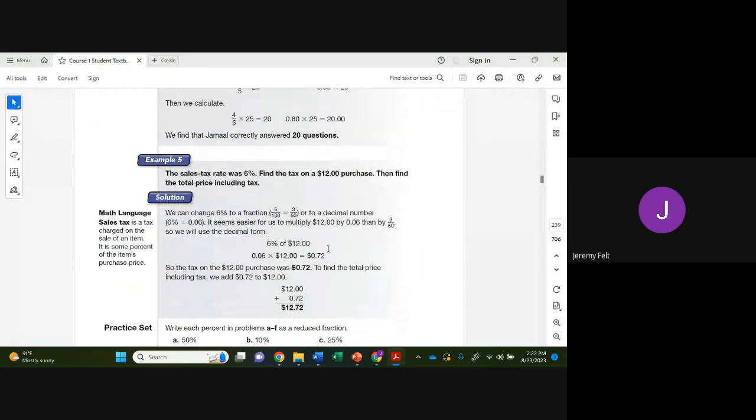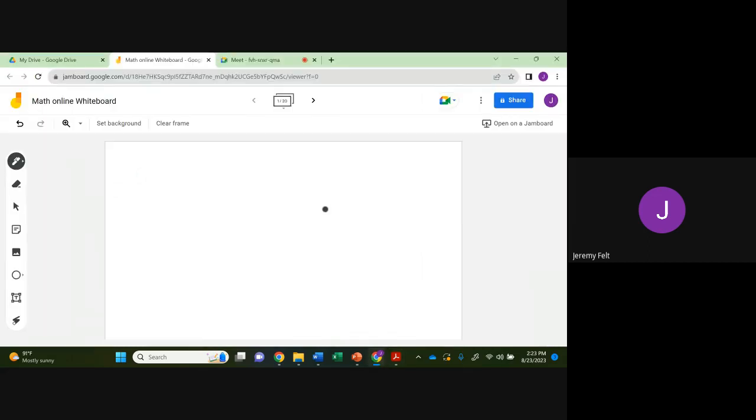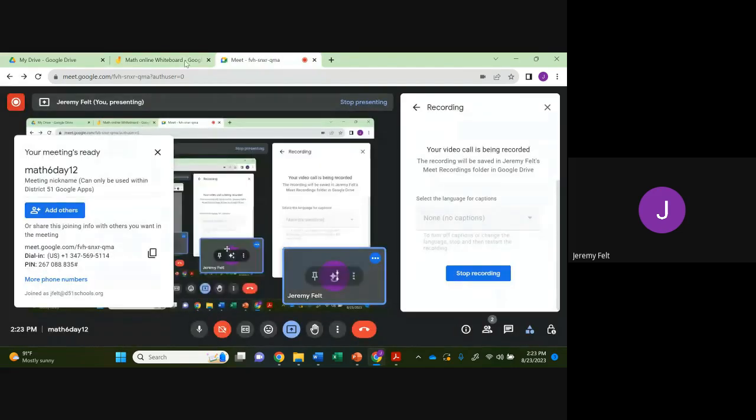Okay, so that's the sales tax. Just convert it to a decimal. Read the entire question. Are we being asked to find just what the sales tax is, or what the total amount was of purchase price plus the sales tax? A lot of times we miss that.